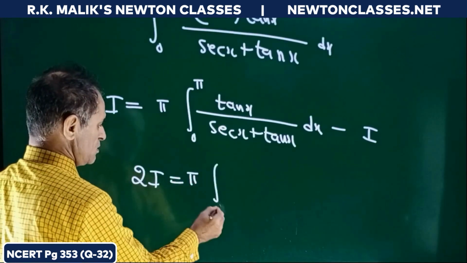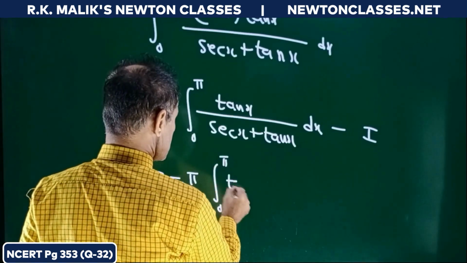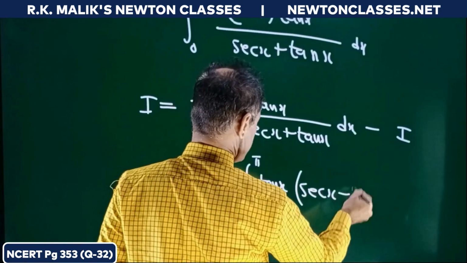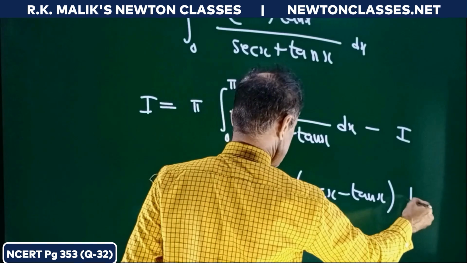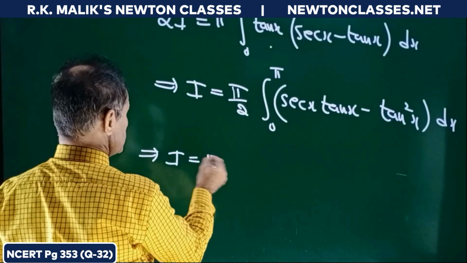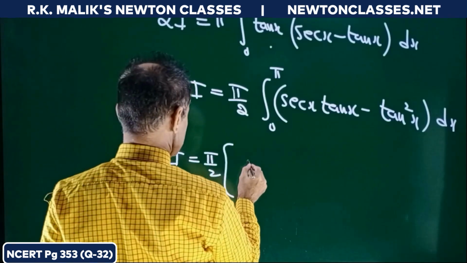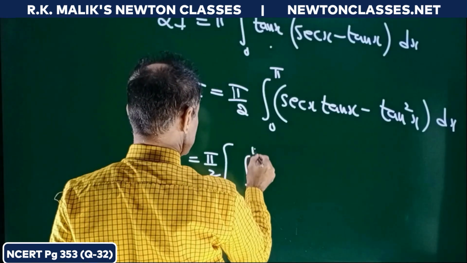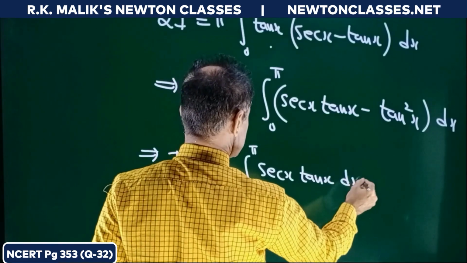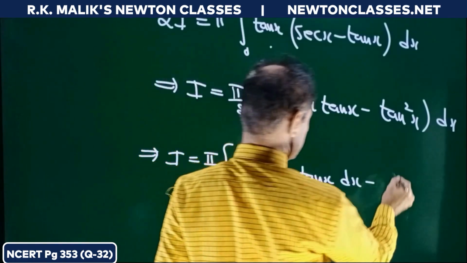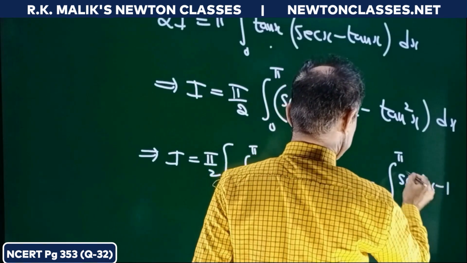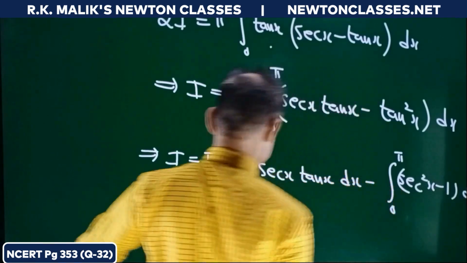2I is equal to pi times the integral from 0 to pi of tan x into (sec x minus tan x) dx, which implies that I is equal to pi by 2 times the integral from 0 to pi of sec x tan x dx minus the integral from 0 to pi of (secant square x minus 1) dx.